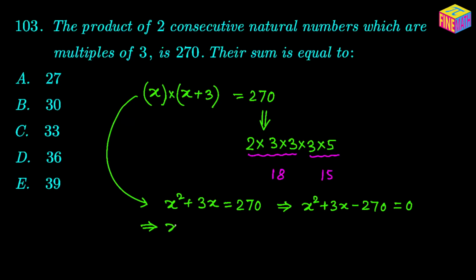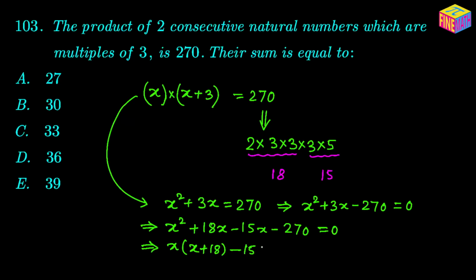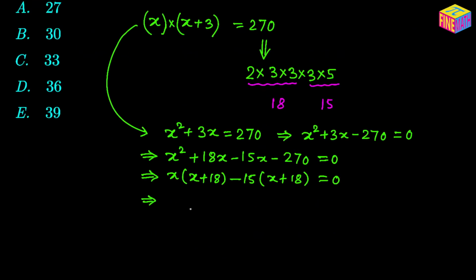So here we can say x squared plus 18 times x minus 15 times x minus 270 is equal to 0. So from here we are going to get x times x plus 18 minus 15 times x plus 18, and then from here can we say it like this? So this is actually x plus 18 times x minus 15, that is equal to 0, and from here we can clearly see that x is equal to negative 18 or positive 15. But since x is a natural number, we have to discard the negative value here, so we have to go with the positive value. So we have to take the 15 and we have to discard the negative 18.